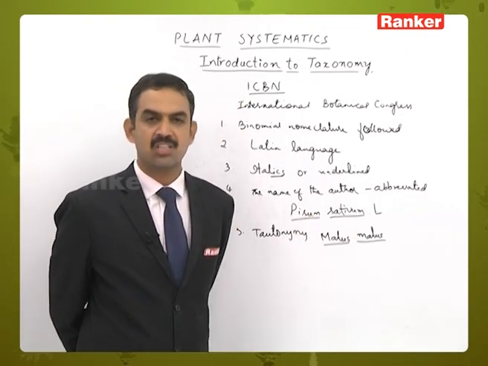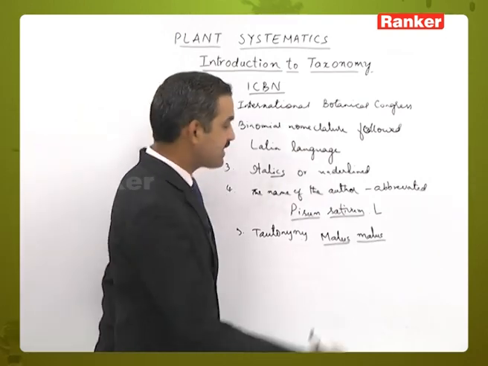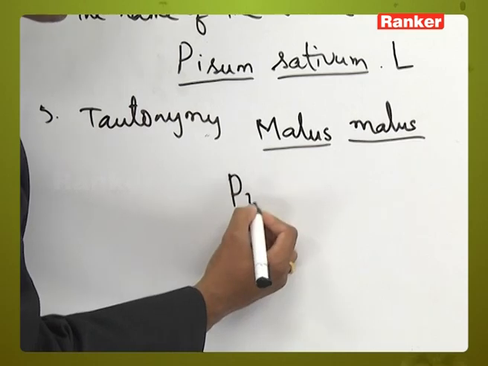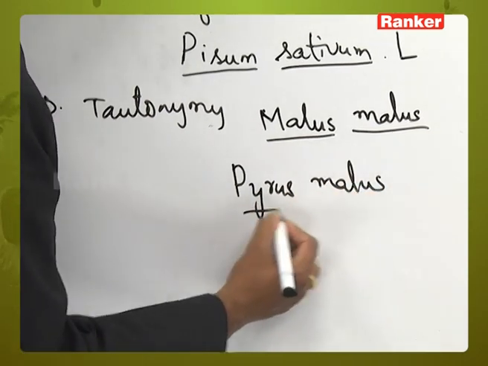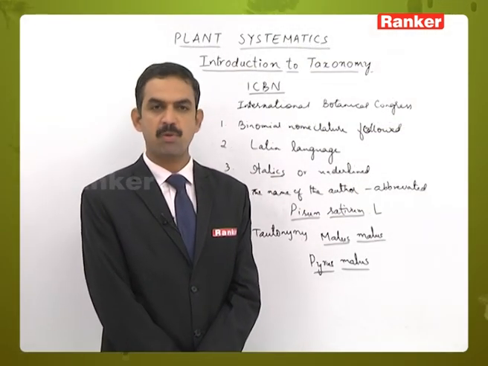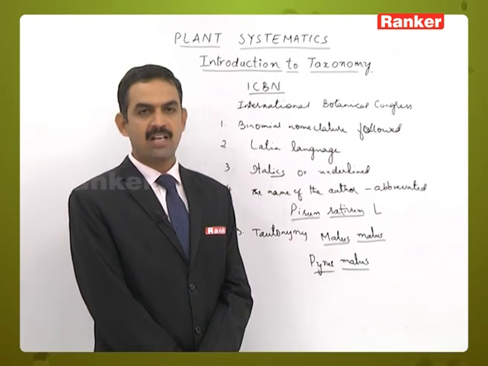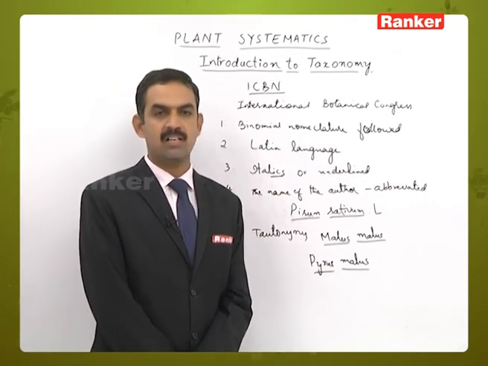Tautonymy is not a legitimate means of naming. That is the reason why the name of this plant has been changed to Pyrus malus. Apple is now called Pyrus malus. So likewise, these are some of the ICBN rules which have to be followed by any person while naming the plants based on binomial nomenclature.